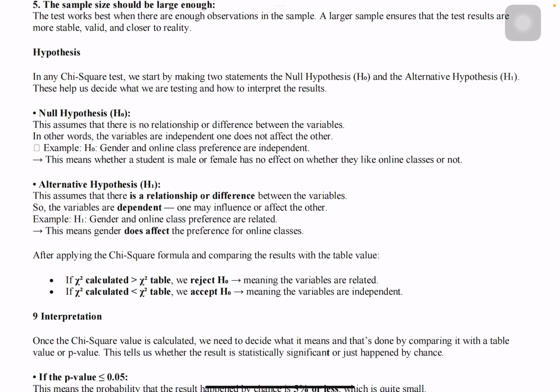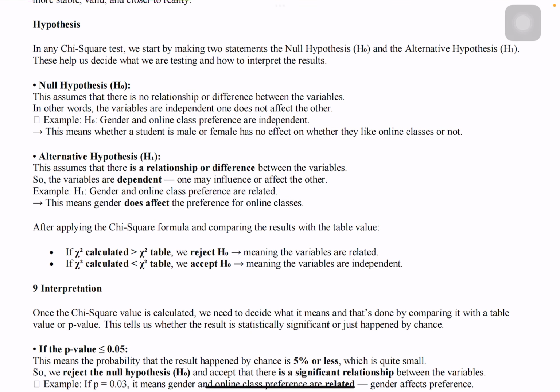Null hypothesis. This assumes that there is no relationship or difference between the variables. In other words, the variables are independent. One does not affect the other. Example, H0: gender and online classes preference are independent. This means whether a student is male or female has no effect on whether they like online classes or not.